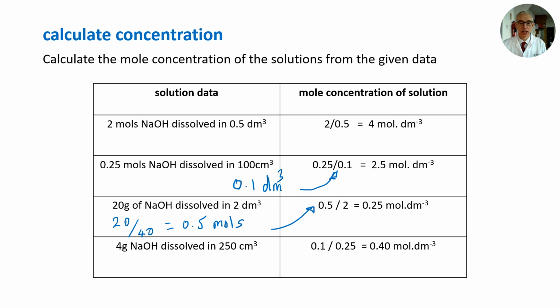On the left hand side here, 4 grams is 4 over 40 is 0.1 moles, and that explains 0.1 divided by 0.25. 250 centimeters cubed is 0.25 decimeters cubed. So the mathematics is 0.4 moles per decimeter cubed.